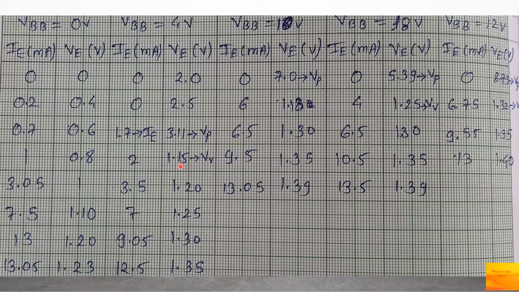It suddenly reduces to the valley point voltage. Then later, you have to increase the voltage. There will not be much increase in the voltage, but there will be an increase in the current. The same procedure is repeated for VBB equal to 10 volt, 12 volt, etc.